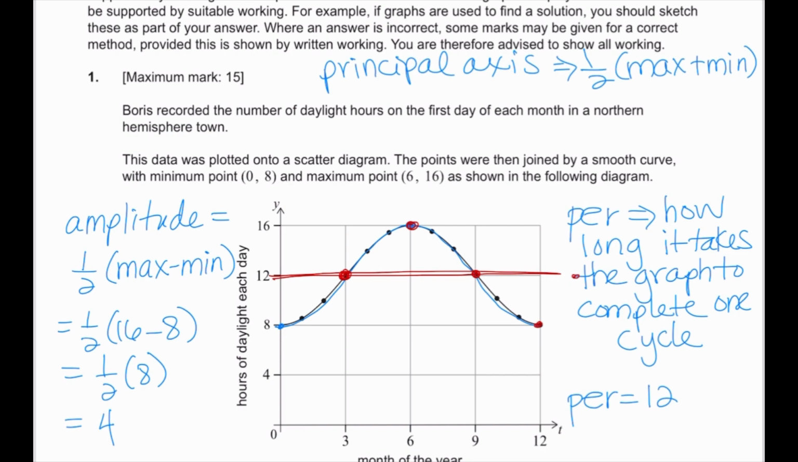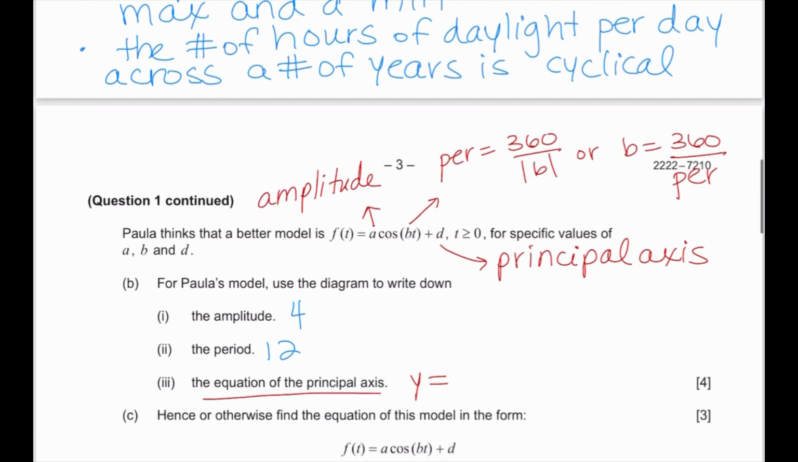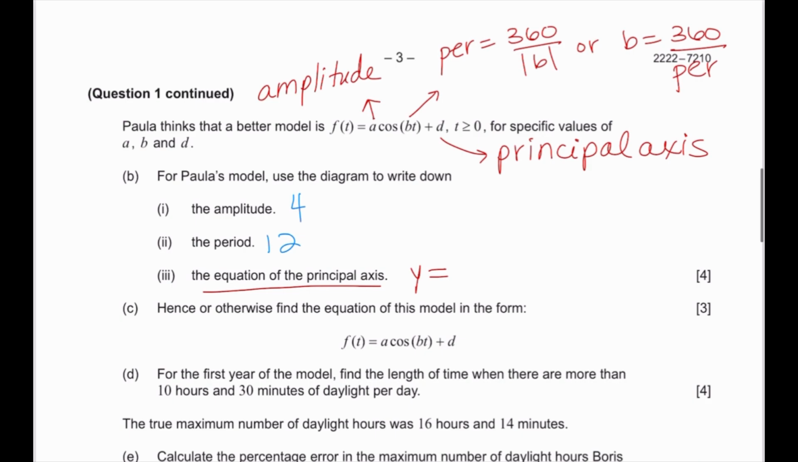So the principal axis is 1/2 the max plus the min, basically the midpoint, the middle line. And so here it's going to be 1/2 of the max, which is 16, plus the min, which is 8. So 1/2 of 24 is equal to 12. And because they're asking you for the equation, you got to make sure that you write the equation as y is equal to 12.